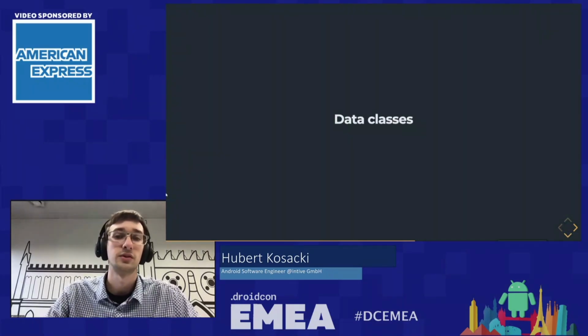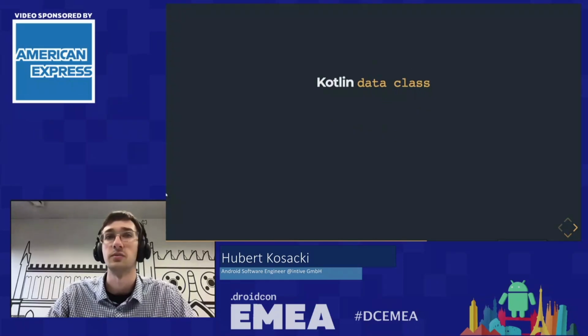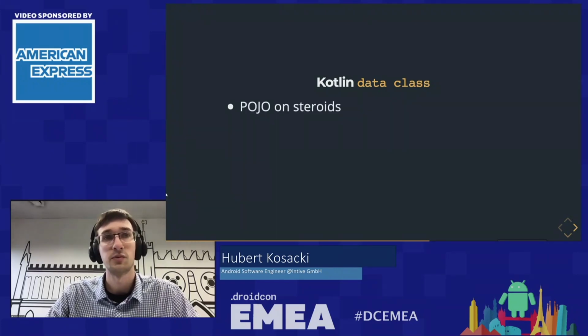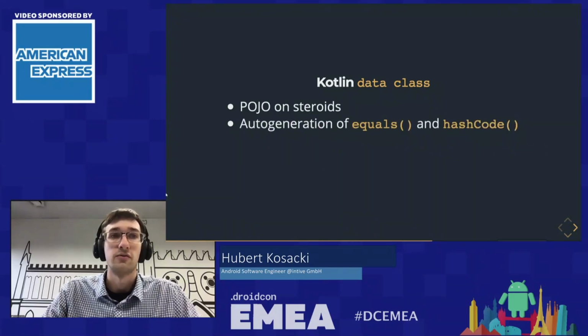Another key point is data classes. I think every single developer who writes Kotlin code knows what data classes are, but let's have a quick overview of what it exactly means to us. These are basically POJOs on steroids. They have built-in auto-generation of the equals method and a hashcode method.